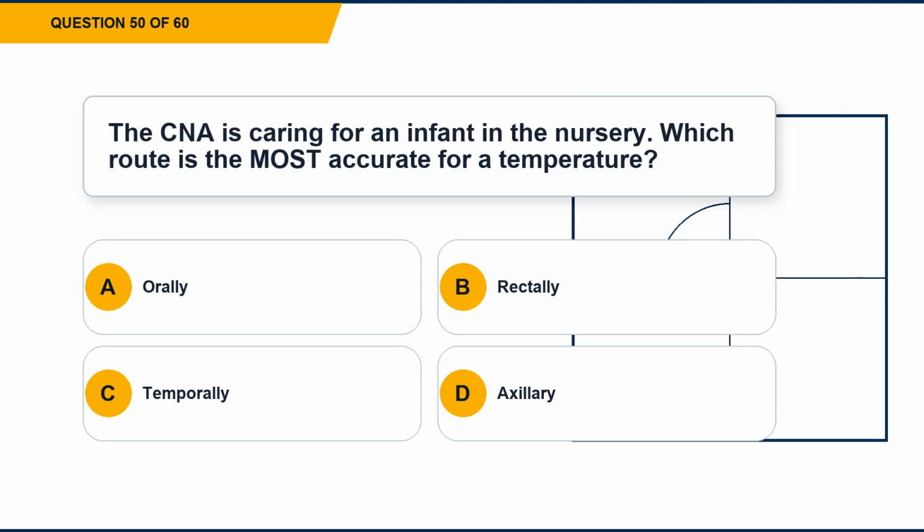Question 50. The CNA is caring for an infant in the nursery. Which route is the most accurate for a temperature? Option A, orally. Option B, rectally. Option C, temporally. Option D, axillary.